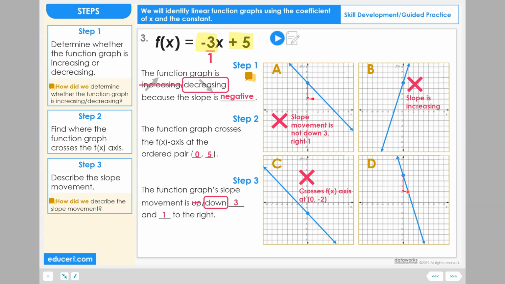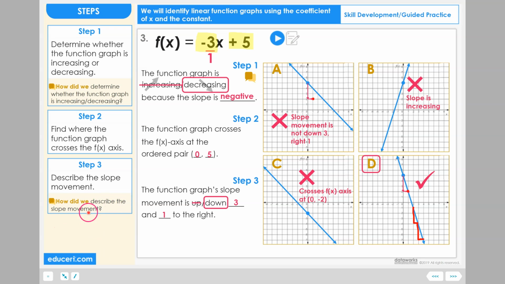And if we were to repeat that, down 3 over 1, we are on the graph again. This slope movement will always put us back on the graph as we move down 3 over 1. So we know that D is the linear function graph that goes with our linear function in problem number 3.